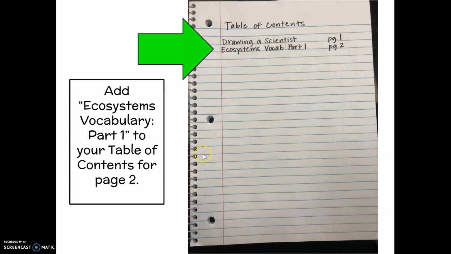So first, we need to add the page of notes that we're going to be doing today to our table of contents. So right under where you had Drawing a Scientist, page 1, we need to add the title of our notes, which is Ecosystems Vocab Part 1, and that can be found on page 2. If you'd like, pause now to give yourself time to copy that down.